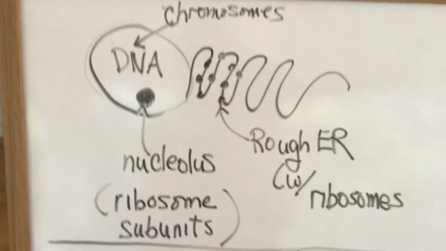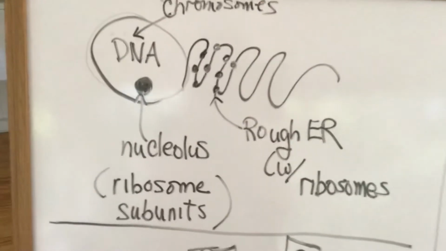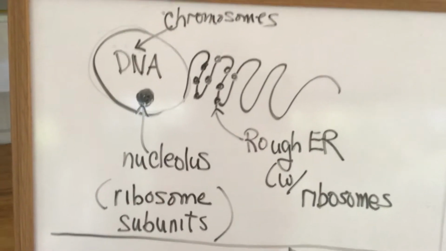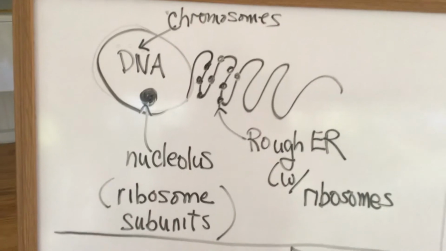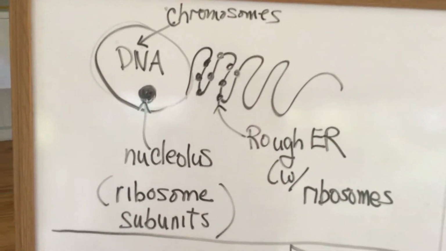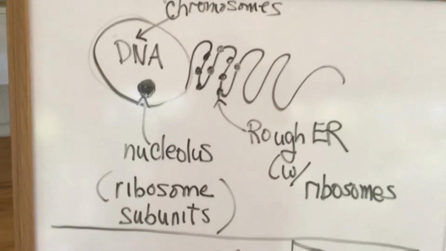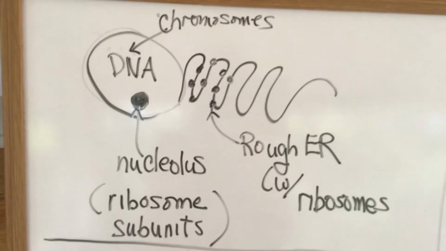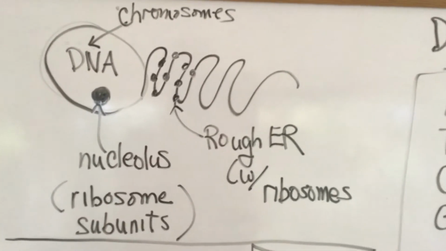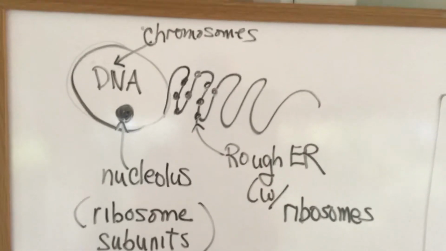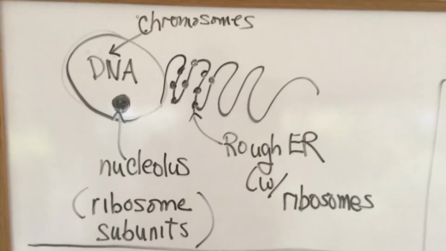So there would be just one part of the DNA copied. Chromosomes have hundreds of genes on them, so we're just copying a little piece. The other thing to know is that the nucleolus inside the nucleus has the ribosome subunits. The ribosomes are going to be part of this process, and where the process actually happens is on the rough ER.